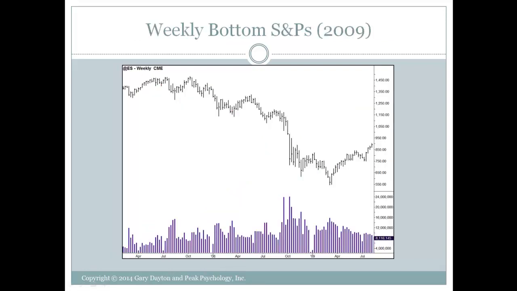All right, so let's shift now off of the intraday, and here's the 2009 bottom in the S&Ps. Now this is a weekly chart, okay? And again, what do we see? We see that acceleration of the trend coming down. We certainly see the swelling of the volume coming in, okay?